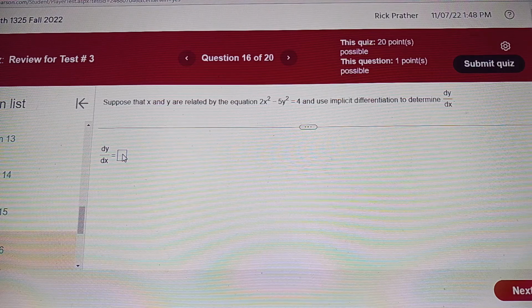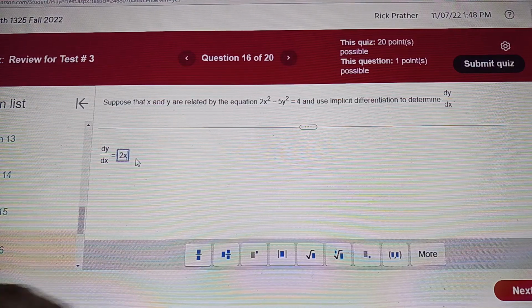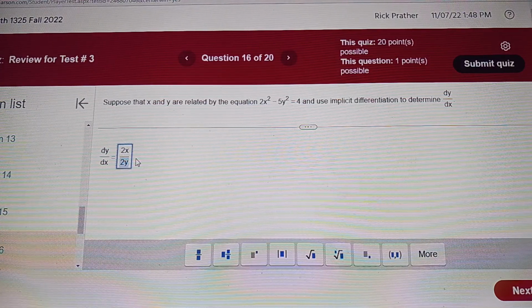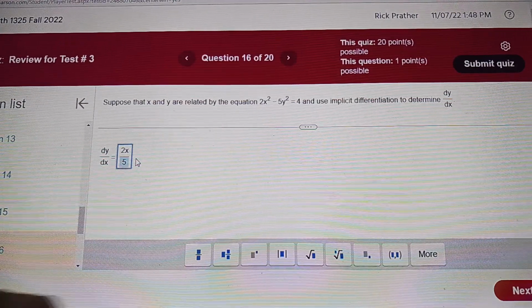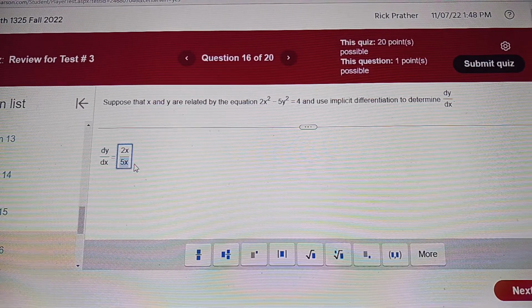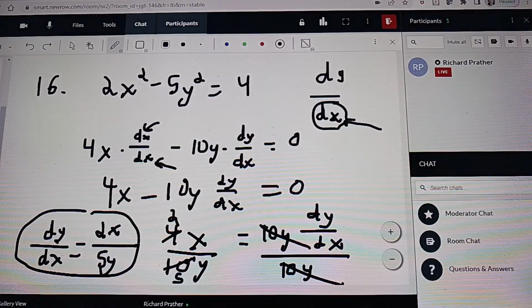And typically these answers are going to have both x and y in them. That's the point, is that we have a mixture of variables going on, where before it was always just about x. Okay, 2x over 5y.